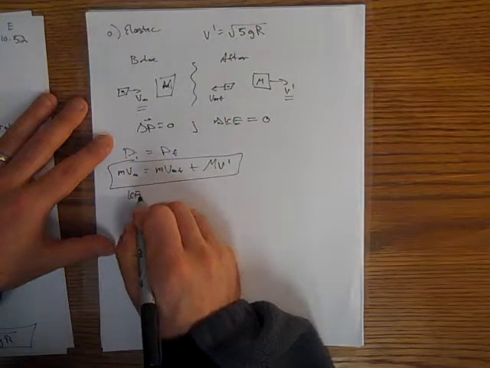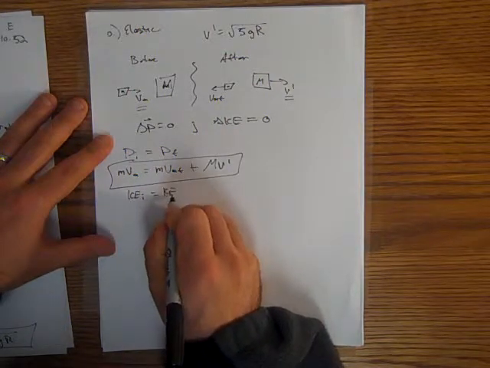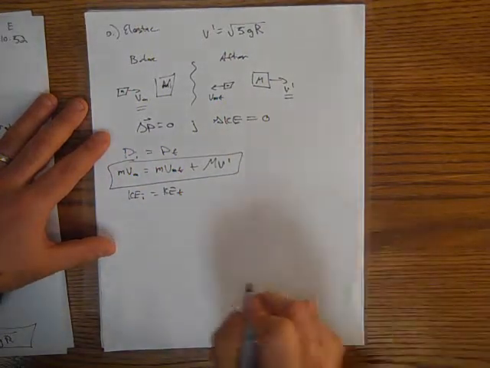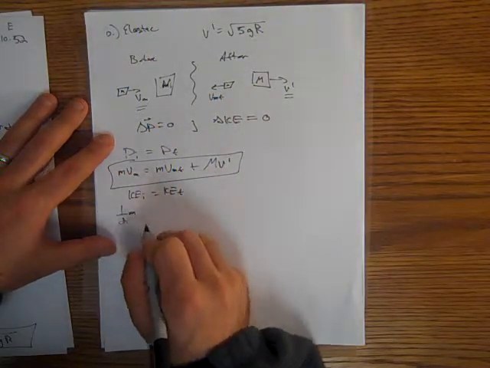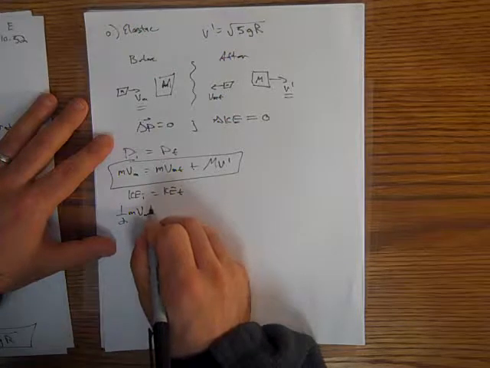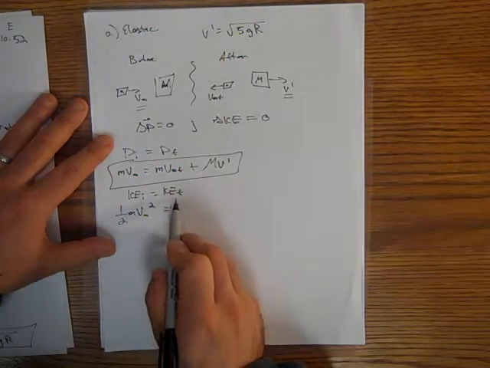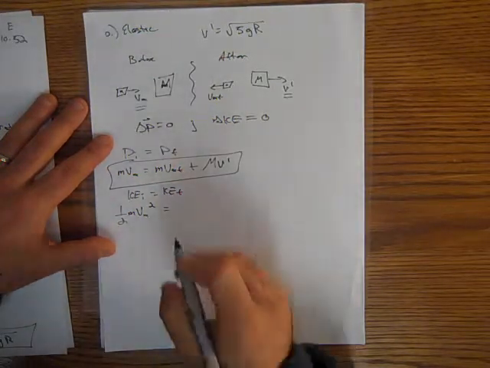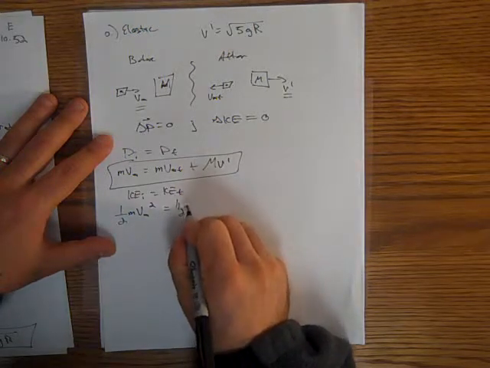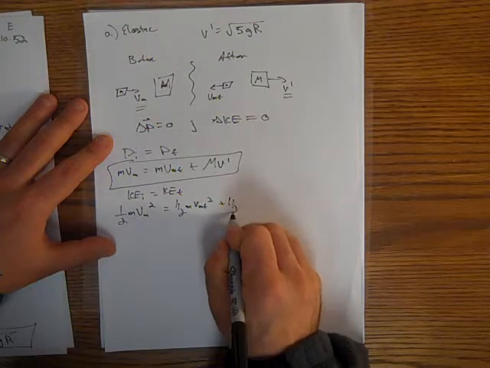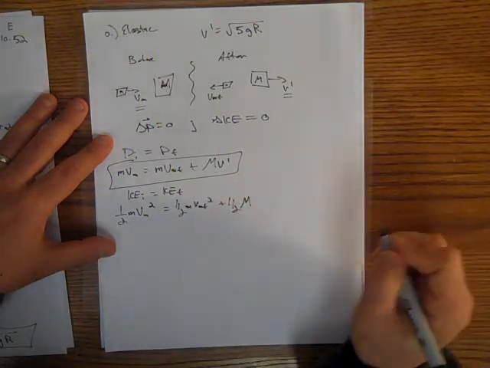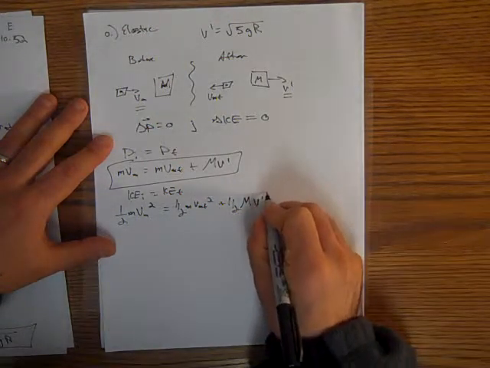And the kinetic energy initial must be the kinetic energy final. So if I look at the various terms here, I get 1/2 m Vm squared must be equal to, and there are two terms in the final kinetic energy. There's 1/2 little m V little m final squared plus 1/2 big M V prime squared.